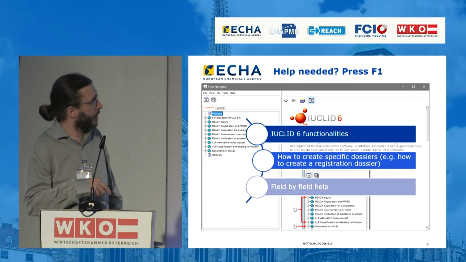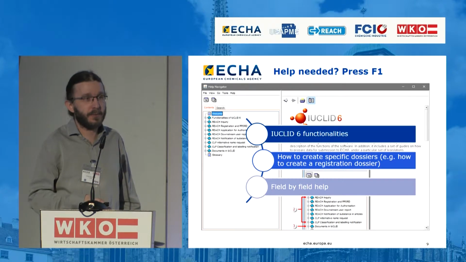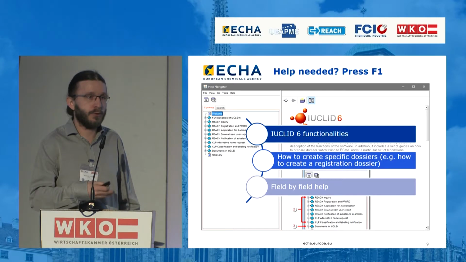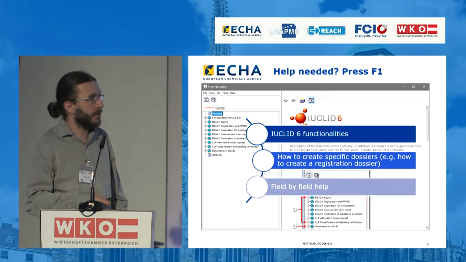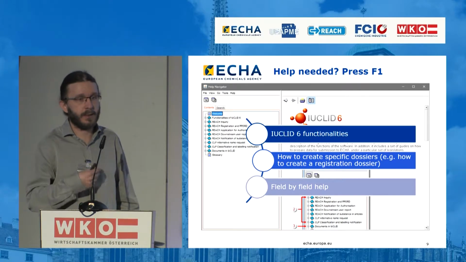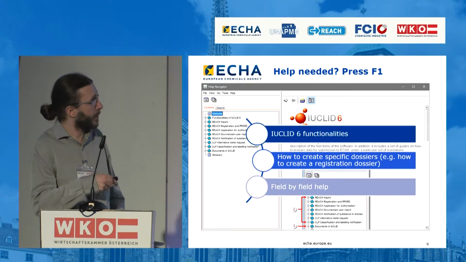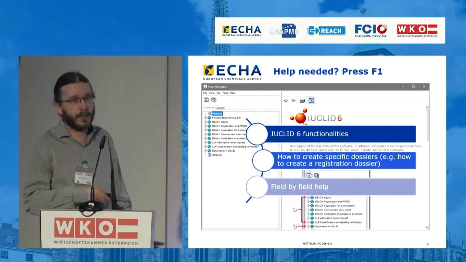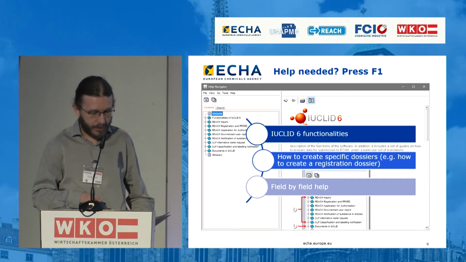And then we have field-by-field help. This is not something that you read in full, but something that you access when you need it, when you are in the application entering data in a field and you don't know exactly what is expected to be entered in this field. You can press F1 and the user manual will open in the exact place where the field help is located.